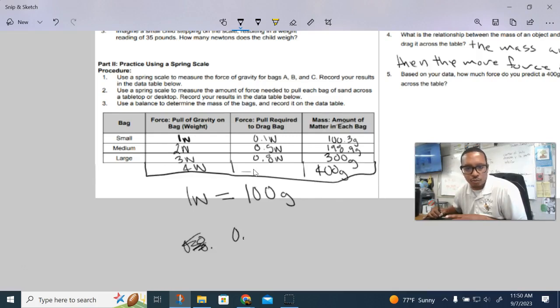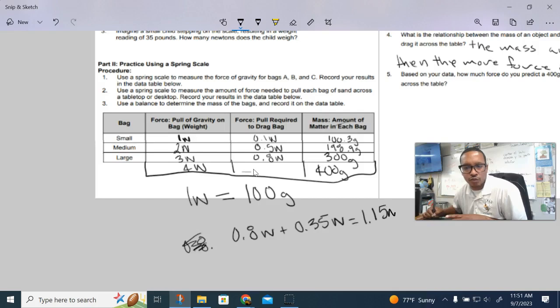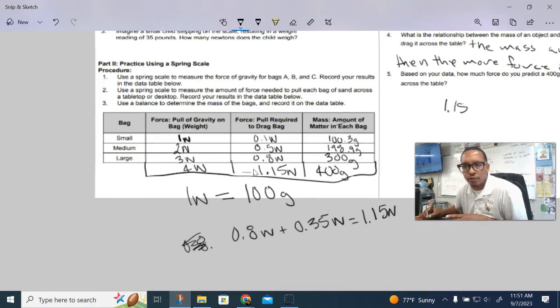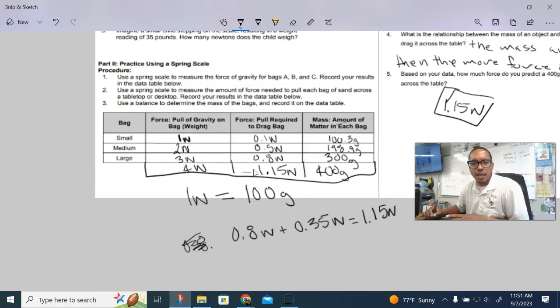Scratch that. 0.8 newtons plus 0.35 newtons is going to be equal to 1.15 newtons. And that's what I'm going to guesstimate. It's going to be 1.15 newtons, because that's about the average change from both of these. So I'm going to put 1.15 newtons. That is my guess. That is my guesstimate. And that's how I got there.